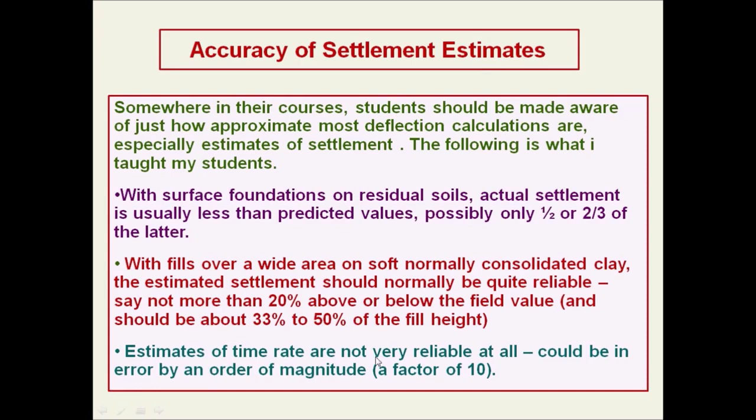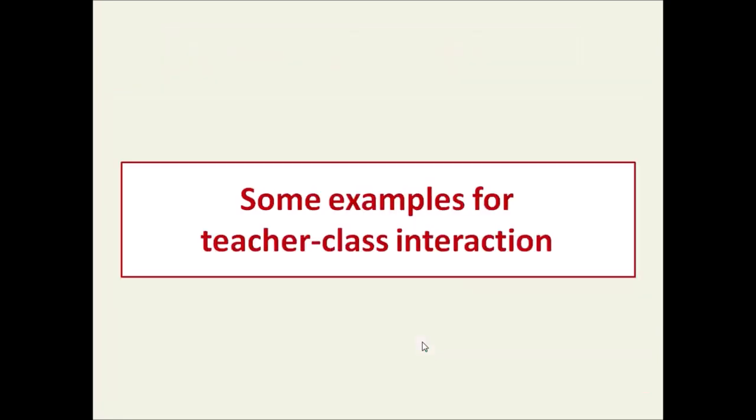Finally, estimates of the time rate are not very reliable at all. They could be in error by an order of magnitude, and I think most people are aware of that fact, particularly with soft, normally consolidated soils. It's difficult to pick up the presence of thin silty layers or thin sandy layers. You can pick them up sometimes with a carefully calibrated cone, and a few blips in your CPT data will pick them up all right, but that's a general indication of the reliability or otherwise of the magnitude of settlement and time rate of settlement.